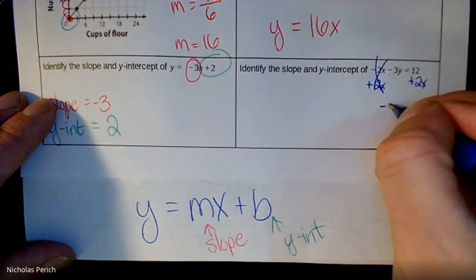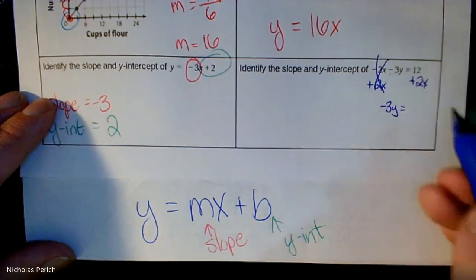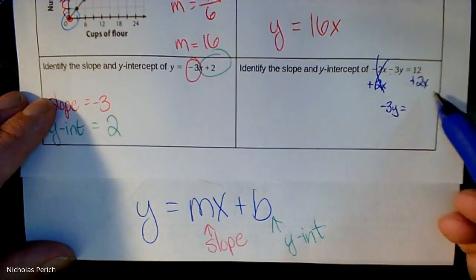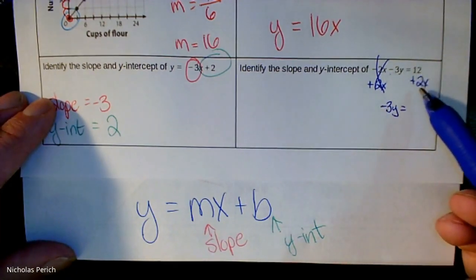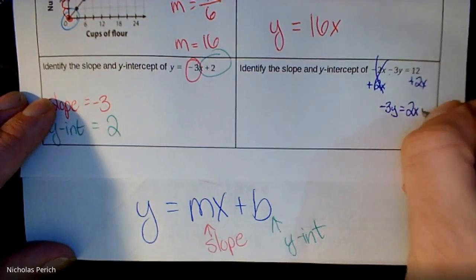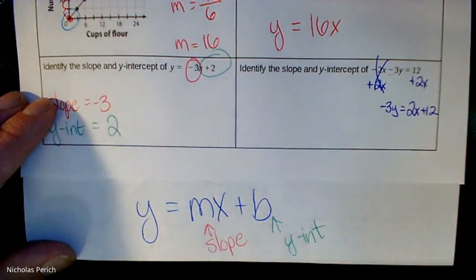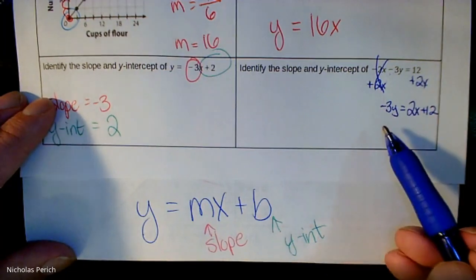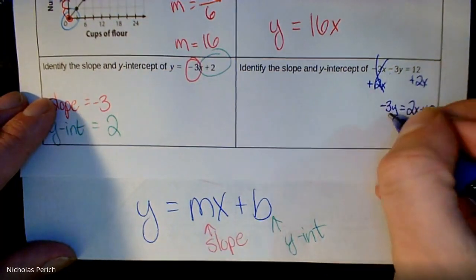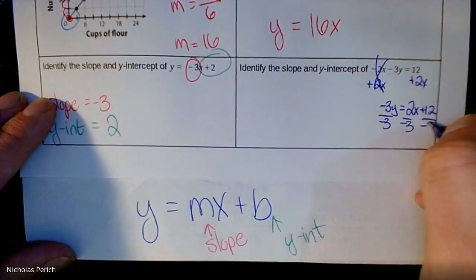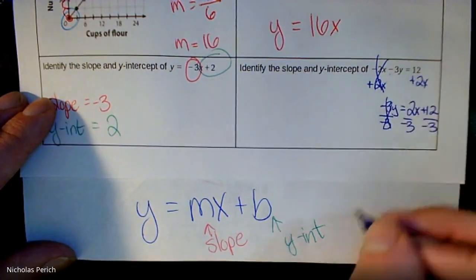Drop down the -3y equals, I have a +2x and a +12. Do they combine? No, because one has an x and the other one doesn't. So I have to write out +2x, +12, 2x plus 12. Is y all by itself now? No. -3 is in the way. So I have to divide everything by -3.